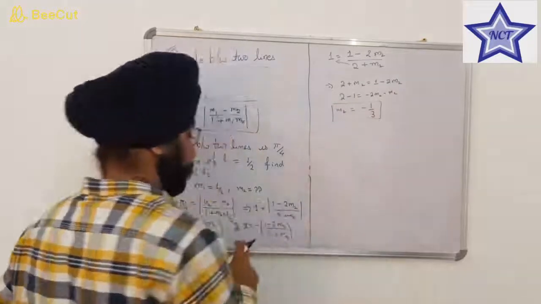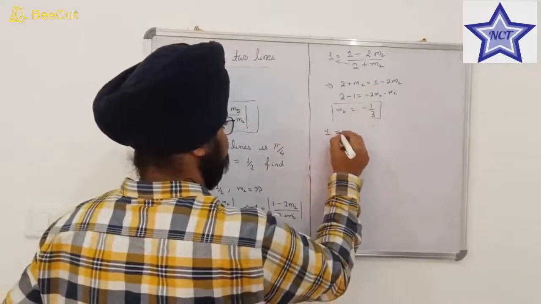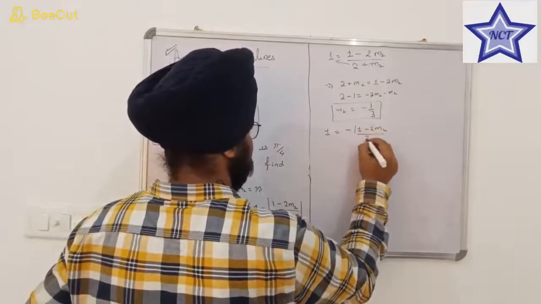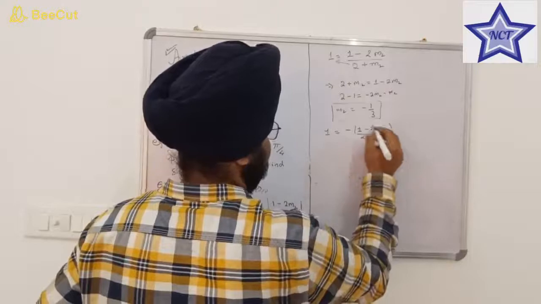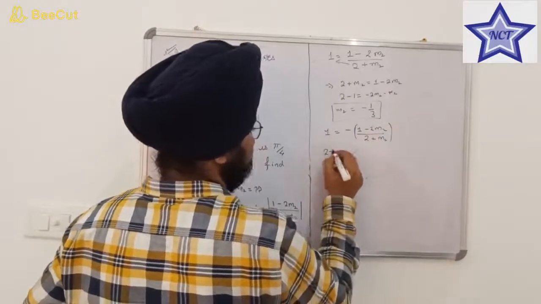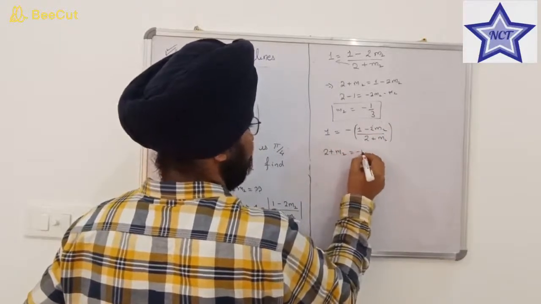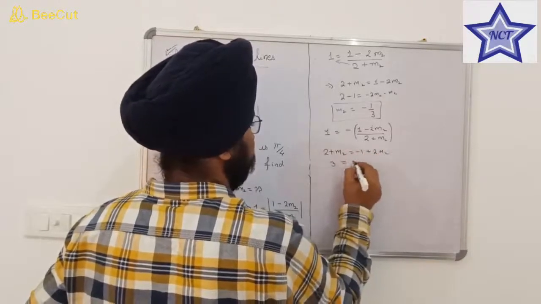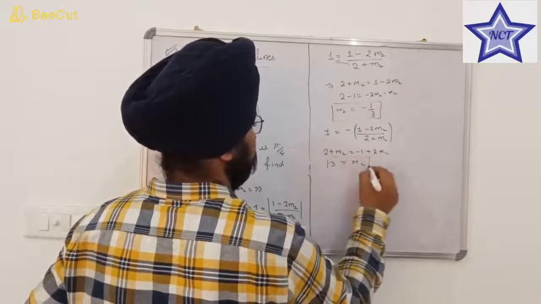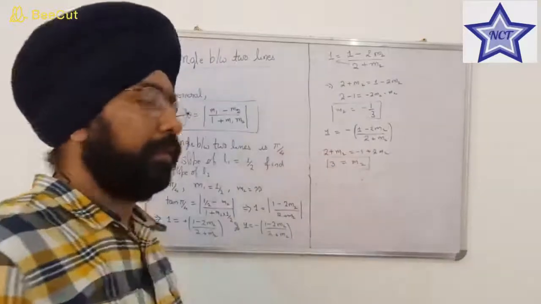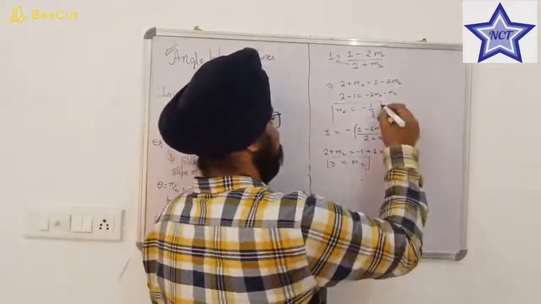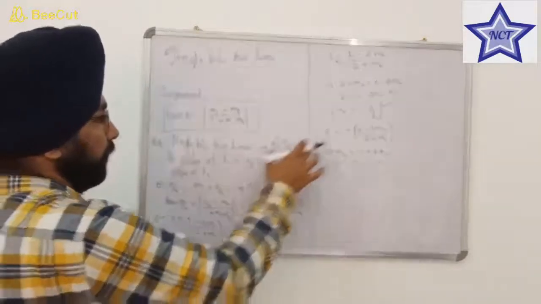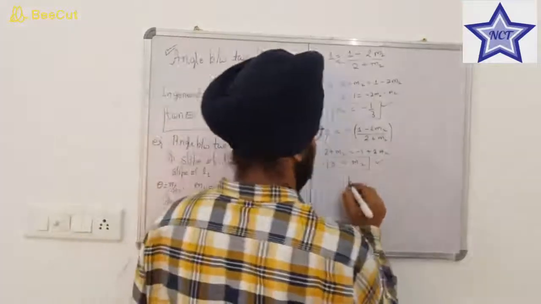From the second equation, taking the negative value, 1 equals minus (1 minus 2m2) upon (2 plus m2). Cross multiplying, 2 plus m2 is equal to minus 1 plus 2m2. I get 3 is equal to m2. So the slope of line 2 is either minus 1 by 3 or 3.